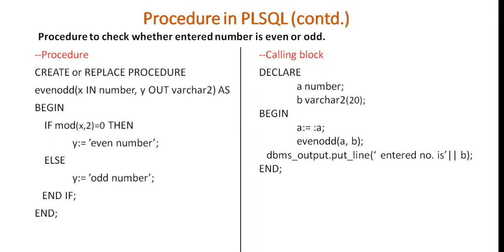DBMS output dot put line, entered number is b. See, when we call even odd a b, then a is passed to x as an input parameter and b refers to y as an output parameter. When we say y out varchar2, it means that y is passing the value of the message to b. See, in a procedure, we need to pass the input parameter while calling that procedure, and we need to pass the output parameter also. So this is a procedure to check whether an entered number is even or odd.